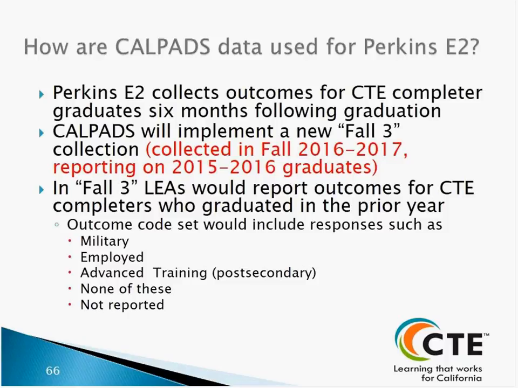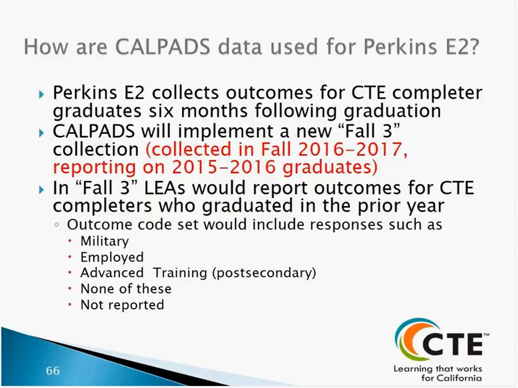Okay. We're going to talk about E2 and how CALPADS is going to be collecting our Perkins E2 data in a new submission that they're going to be developing for us. Right. So not this year, but the following year. For the CALPADS folks who don't know what Perkins E2 is, basically for E2, your districts follow up with students who graduated as completers. Six months later, they survey them in some manner to determine what that student is now doing, whether they're working, in the military, or in post-secondary education. And that data is then reported to the federal government as part of the E2.